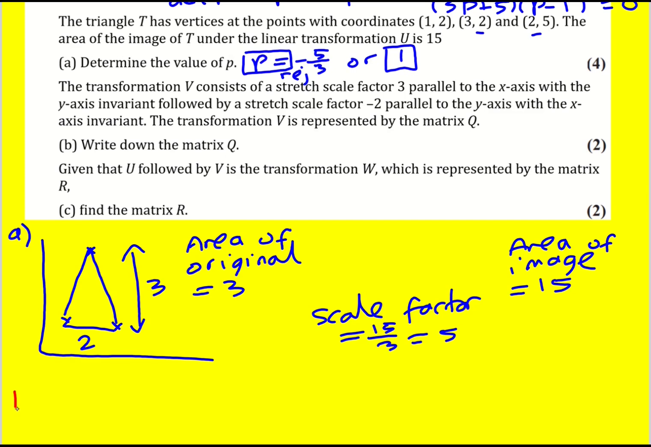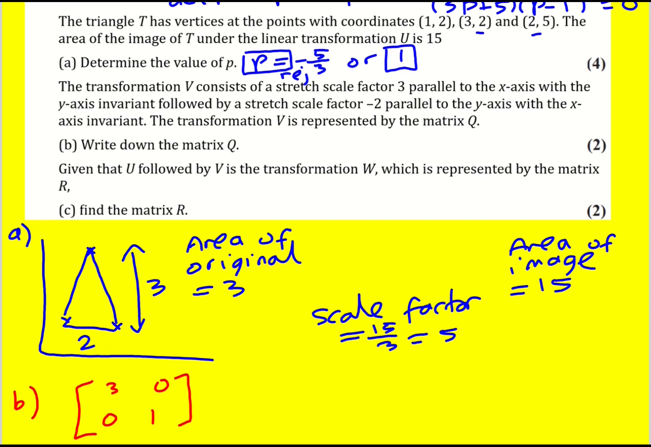Now, part B. So the transformation V consists of a stretch of scale factor 3 parallel to the x-axis. So by the way, that would just be 3, 0, 0, 1. That would just multiply your x by 3 and your y by 1 with the y-axis invariant. So I missed that bit.